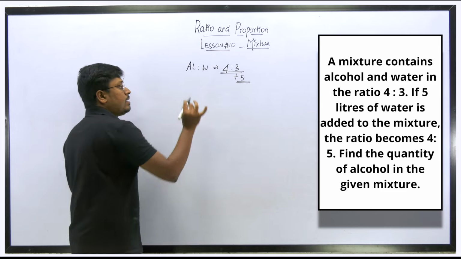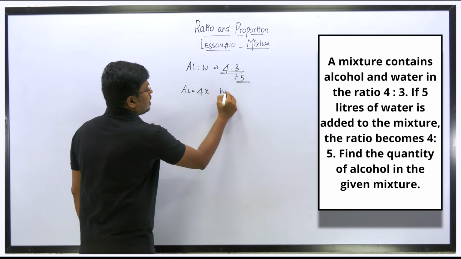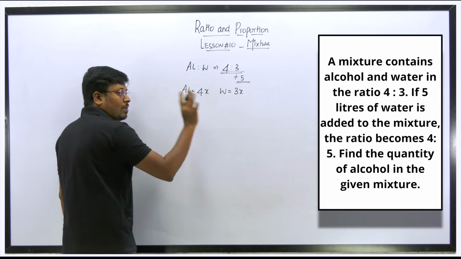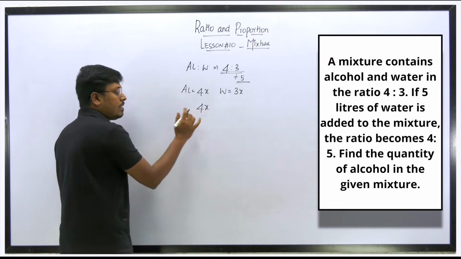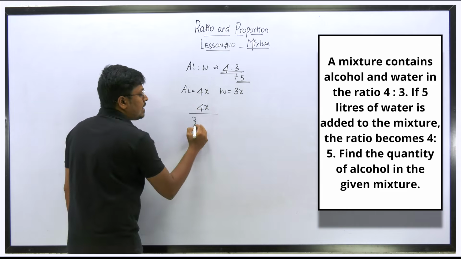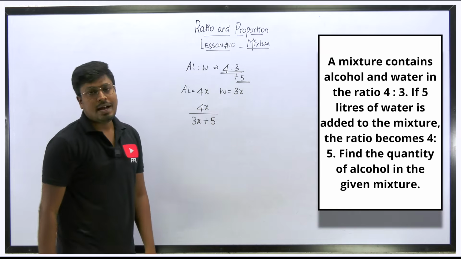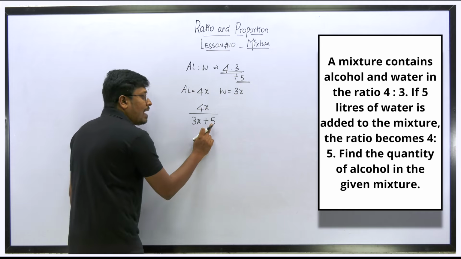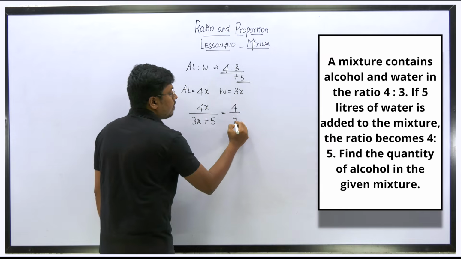So what you can do here is, in that mixture, alcohol will be 4x and water will be 3x. Now we can keep the alcohol value as it is, because they are not going to add extra alcohol. They are just going to add 5 liters of water. So to the water part, 3x, 5 liters of water is added. Now the ratio becomes 4:5. Only because of adding 5 liters of water, the ratio becomes 4:5, that is 4/5.